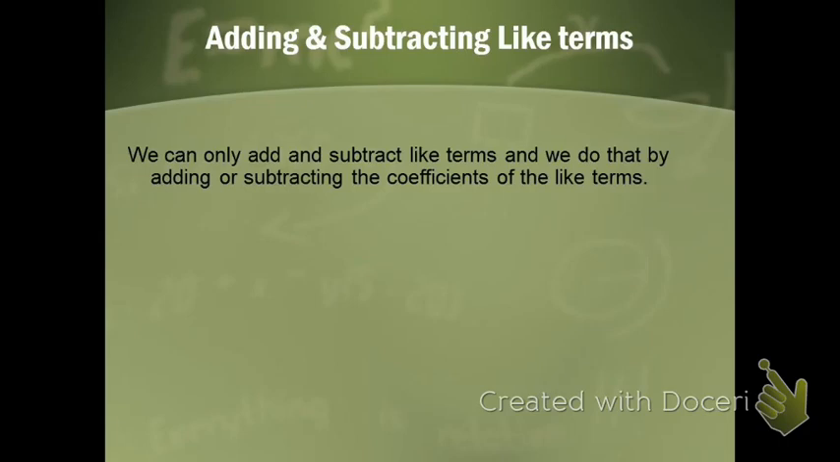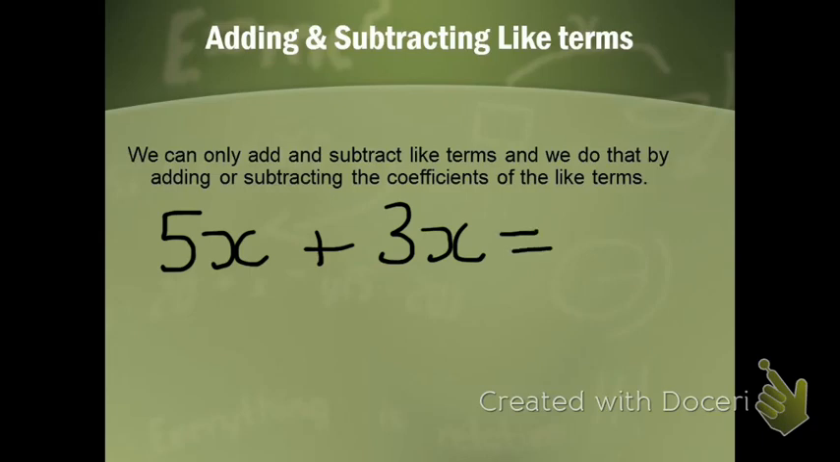Okay, we can only add or subtract terms that are like, so the pronumerals have to be the same. And we do that by adding or subtracting the coefficients of the like terms. Let's have a look at a couple of easy ones. If I have 5x plus 3x, what does that equal? 5x is the same as 5 lots of x, plus 3x, which we think of as 3 lots of x. So if I've got 5 lots of x and 3 lots of x, the pronumerals are the same, they're like terms, we can add them. So we'll have 8 lots of x.